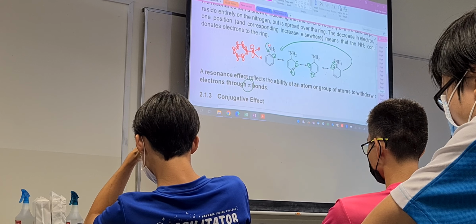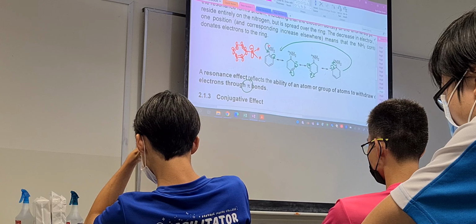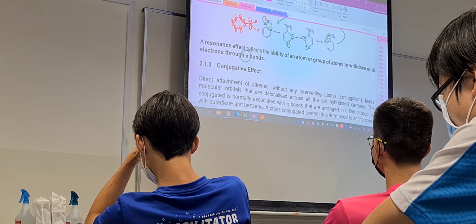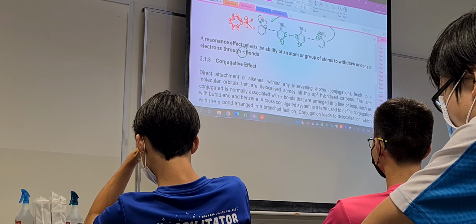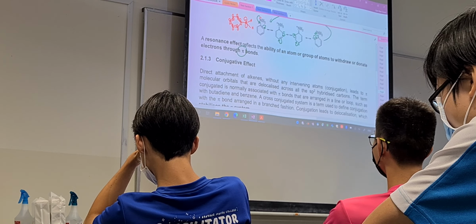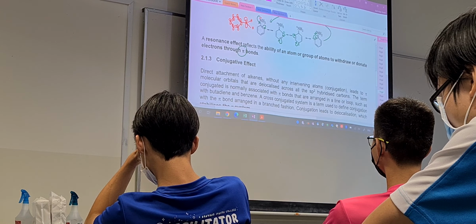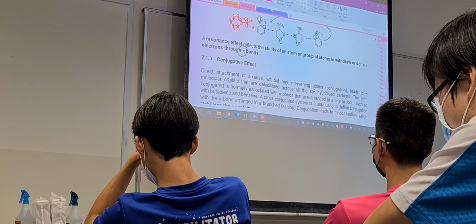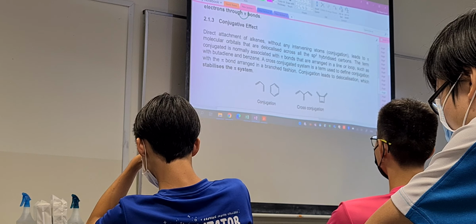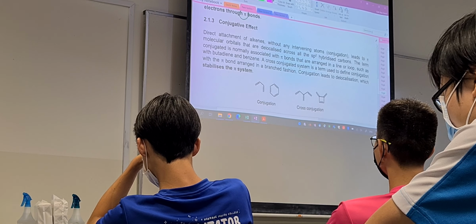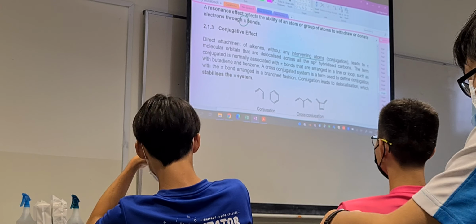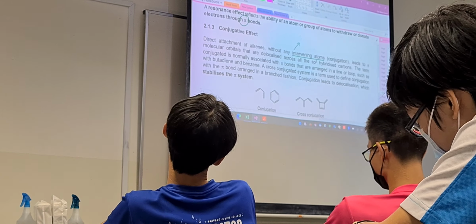Then another possible effect is the conjugative effect, conjugation, which I think Mr. Chin should have mentioned to you in the MO diagram. Conjugation: double bond, single bond, alternating each other. Those are called conjugation. So it's the same idea here. Conjugative effect. So there are various kinds of conjugative effect without any intervening atoms. What are intervening atoms? For example, if I draw it this way.